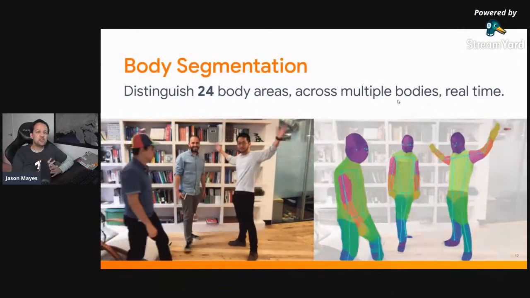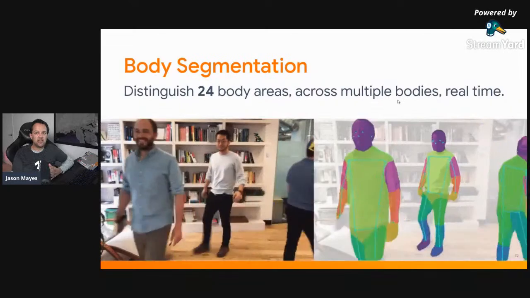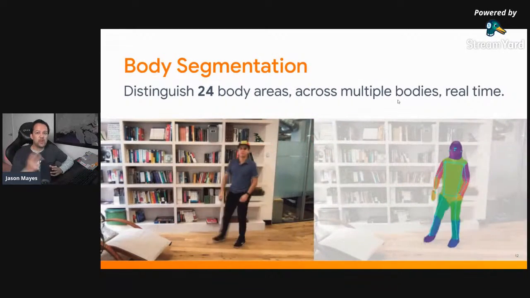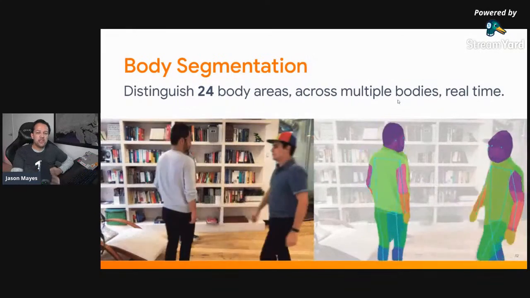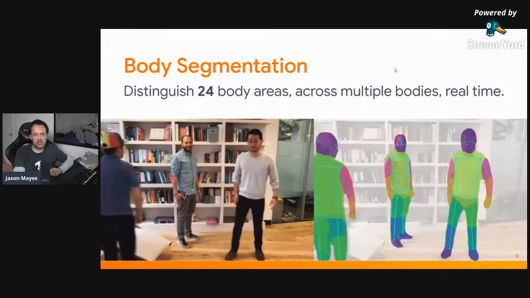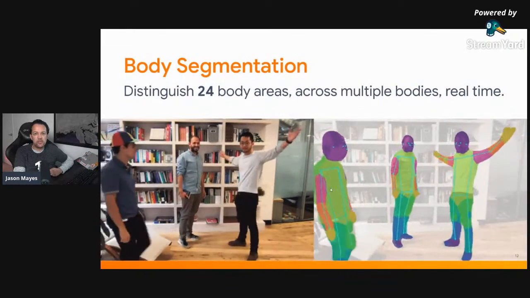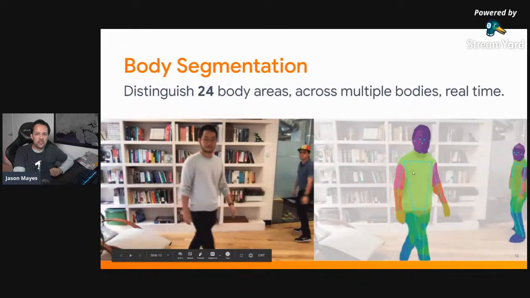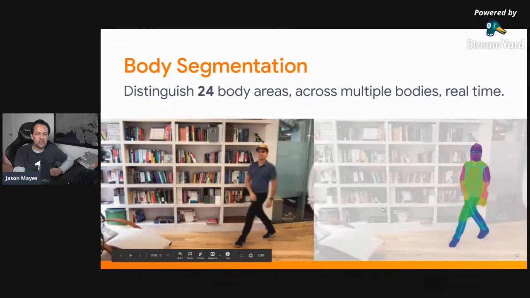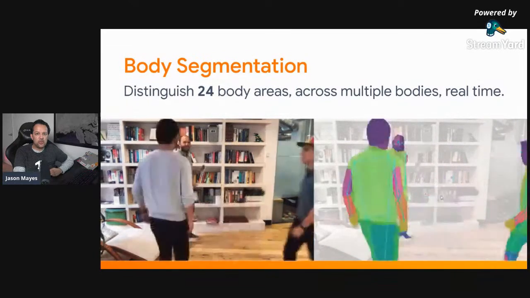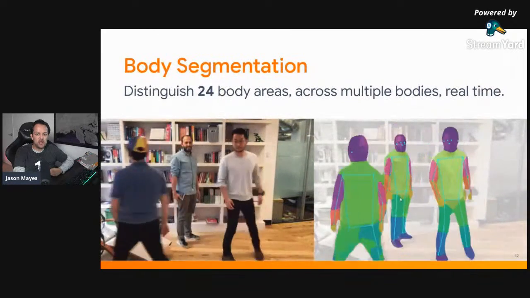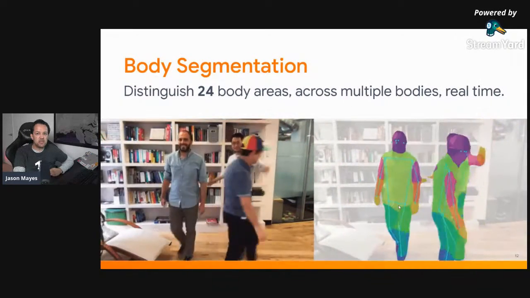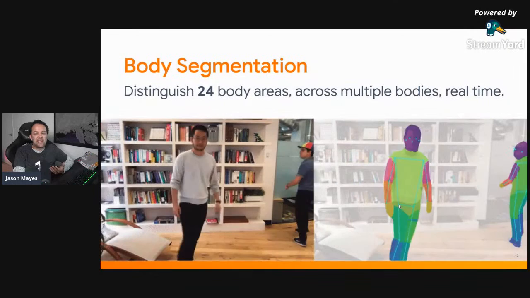So this allows you to distinguish 24 body areas across multiple bodies all in real time. And this is hard for me to demo in my home right now, but you can see here from this animation how it works. And you can see the people walking around in the room, and we're able to segment the image successfully, and the different colors represent different parts of the body. Now, what's even cooler is we're able to get the pose estimation as well, this kind of bluish line contained within the body, to estimate where their skeleton is essentially.